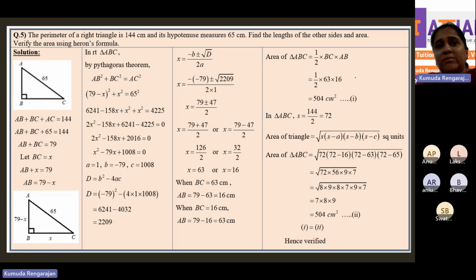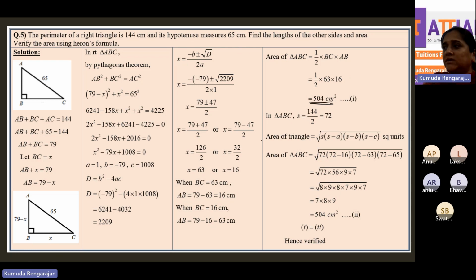So half into BC into AB. See, I'm saying you can take 16 for BC and 63 for AB also. It doesn't matter. The two sides are 16 and 63. You take anybody as 16, the other one as 63. Okay, so you got the area using the formula half base into height: 504.